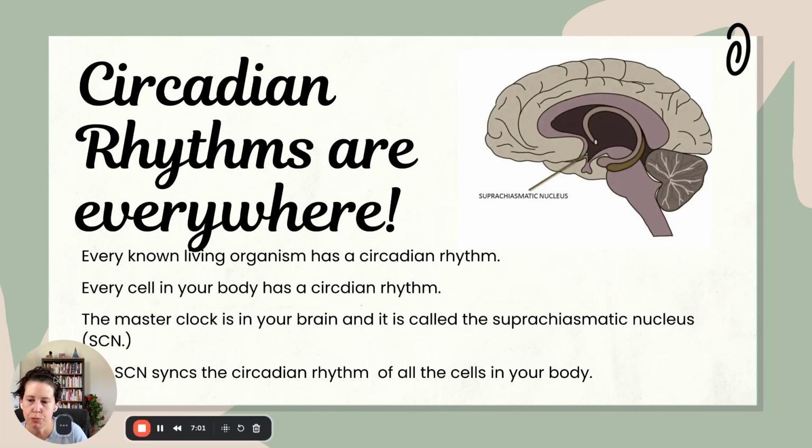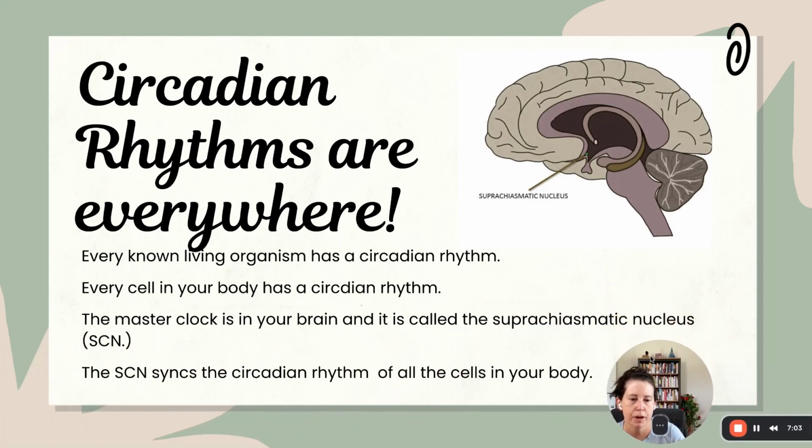And circadian rhythms really are everywhere. Every known living organism on this planet has a circadian rhythm, and every cell in your body has a circadian rhythm. So you've got a master clock in your brain. It's called the suprachiasmatic nucleus. We tend to abbreviate that SCN. And here's about where it's located in the brain. This tiny little teal colored thing right here.